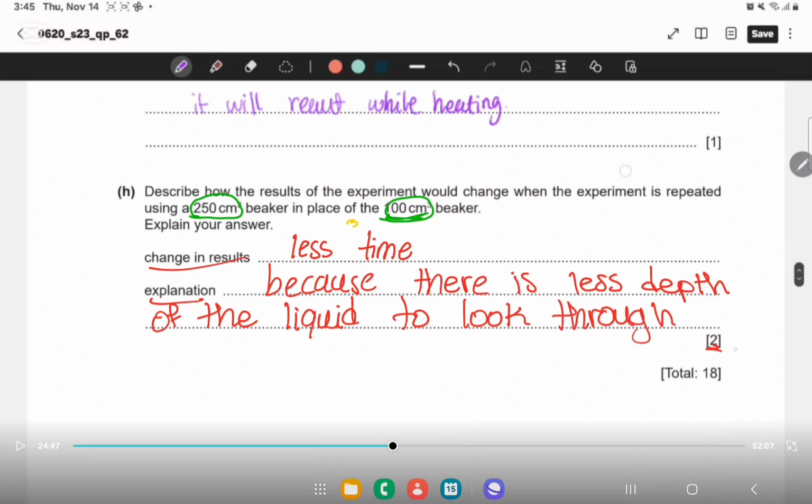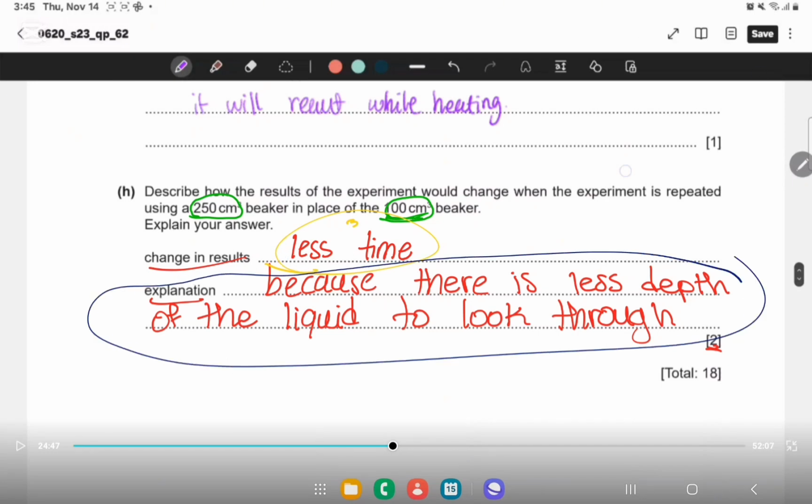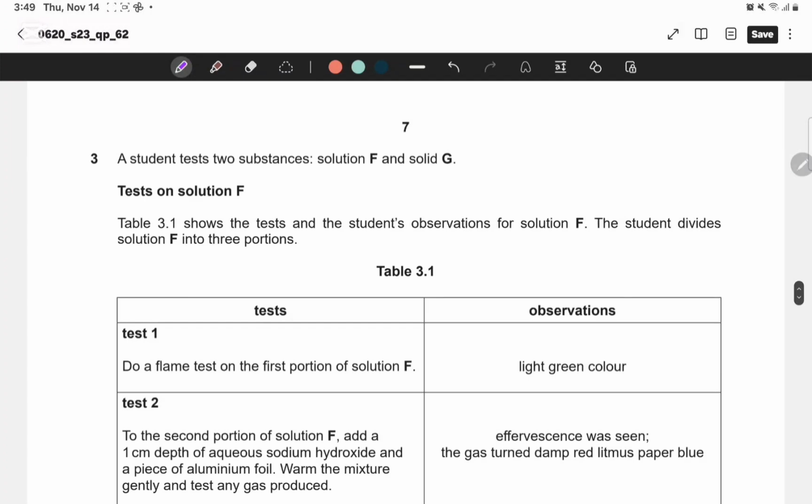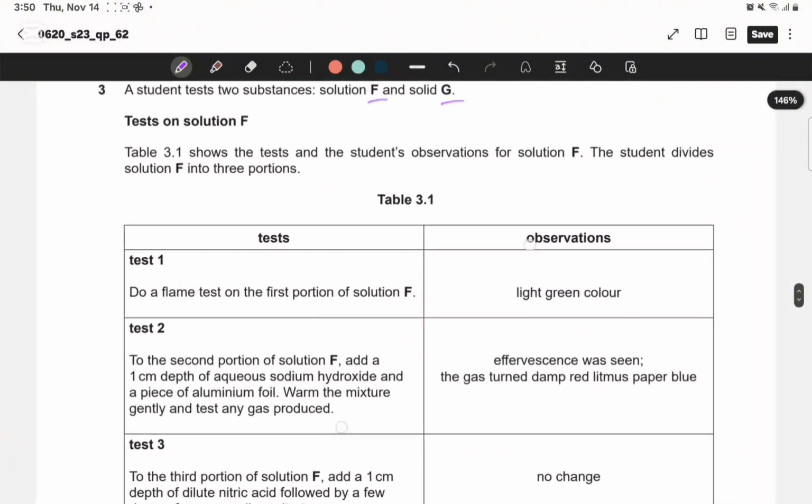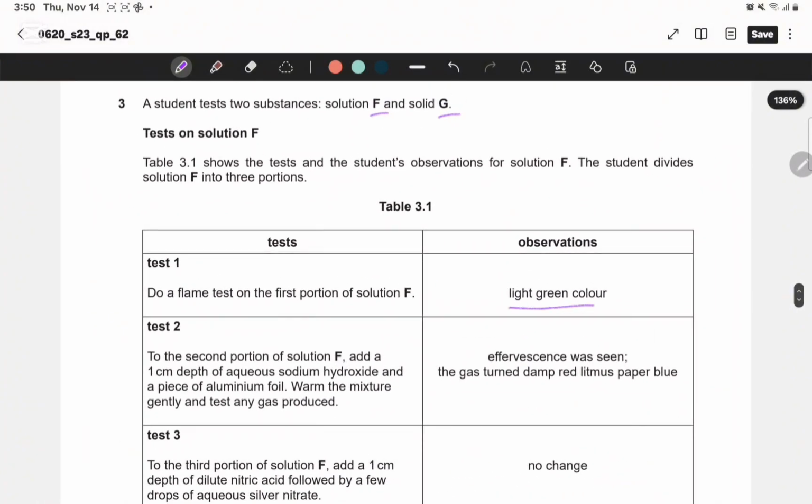Okay, so here it's 2 marks. 1 mark for this and another mark for all of this. Okay? 3. A student tests 2 substances, solution F and G. Tests on solution F. Okay, so he did the flame test and then he got a light green color. We know that a light green color comes from Ba2+.